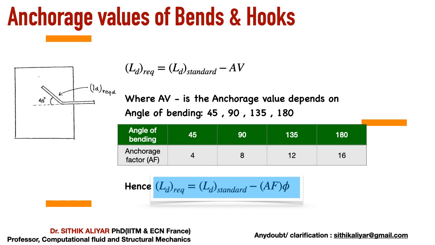Okay, so in most cases, if you are having a hook, 180 degree will be considered for a hook. Okay, so the anchorage factor is given as 4. What is the anchorage factor? You can see the formula below. You just multiply that 4 times the diameter, 8 times the diameter, 12 times the diameter, 16 times the diameter, depending on the angle of bending.